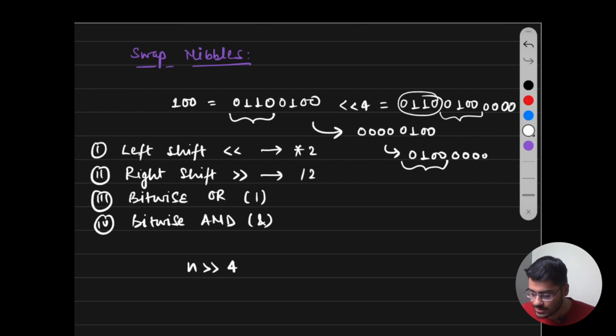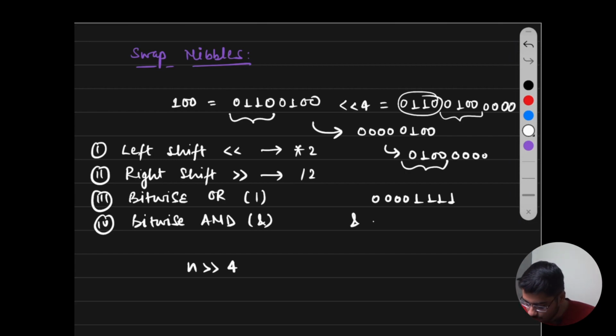Now, how will we set these 4 bits as 0? So remember we talked about something called bitwise AND. We can use that. How? Let's create a number in which the first 4 bits are 0 and the remaining bits are 1. So what will that number be? Our number will be 0, 0, 0, 0 and then the remaining are 1. Now if we AND this number with our input, what will we get?